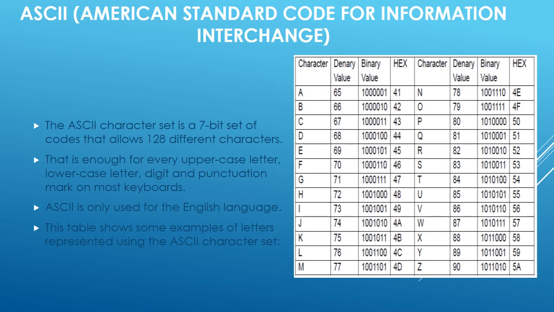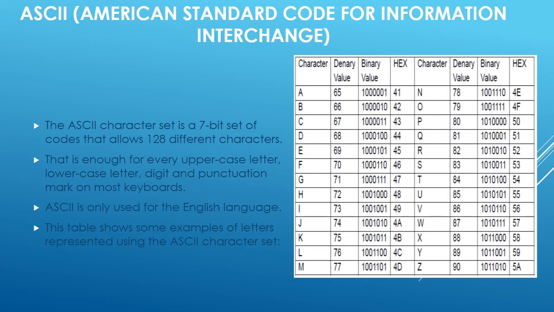ASCII stands for American Standard Code for Information Interchange. The ASCII character set is a 7-bit set of codes that allows 128 different characters. 2 raised to the power 7 makes 128. That is enough for every uppercase letter, every lowercase letter, digit and punctuation mark that you can see on the keyboard. ASCII is only used for the English language.